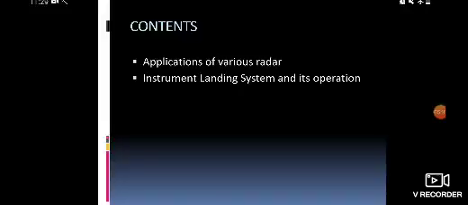So based on our application, we are using a number of radars. Not only these three, we have a number of radars to be used.